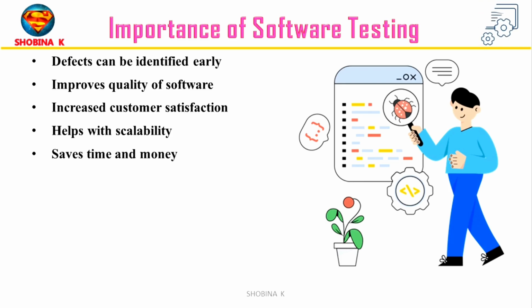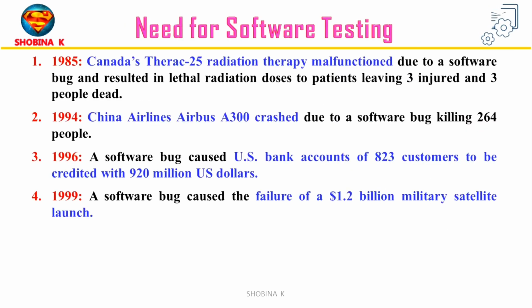Let's discuss some incidents that emphasize the crucial need for thorough software testing and quality assurance. In 1985, Canada's Therac-25 radiation therapy machine malfunctioned due to a software bug and resulted in lethal radiation doses to patients, leaving 3 injured and 3 people dead. In 1994, a China Airlines Airbus A300 crashed due to a software bug, killing 264 people. In 1996, a software bug mistakenly credited $920 million to the bank accounts of 823 customers in the United States. In 1999, a software bug caused the failure of a military satellite launch worth $1.2 billion.